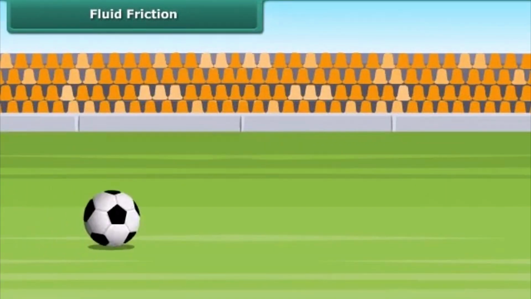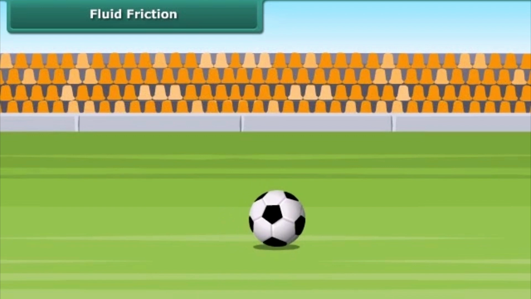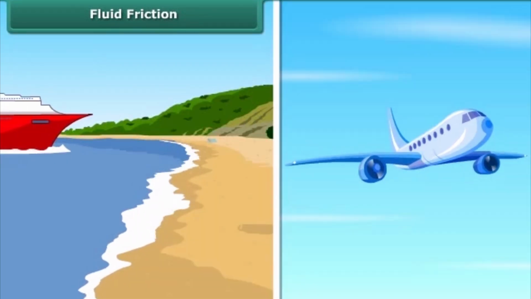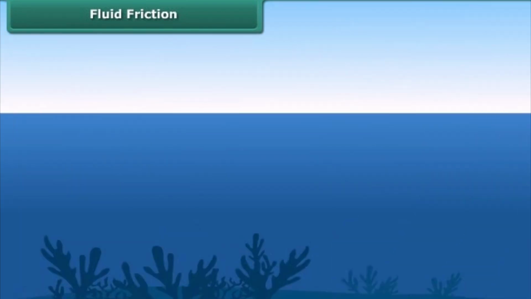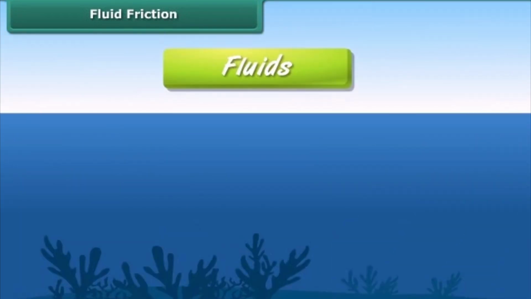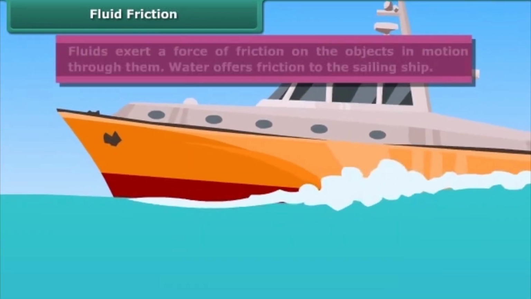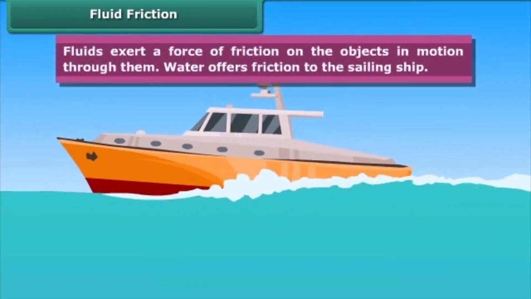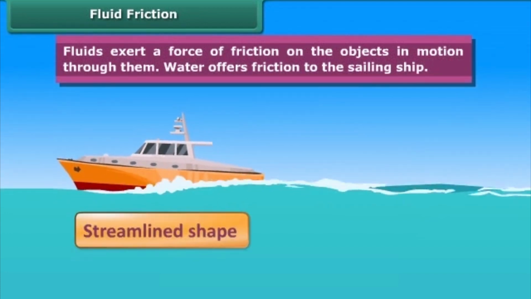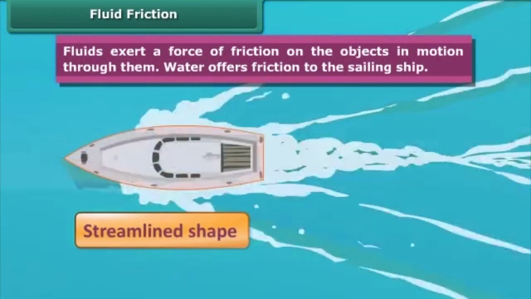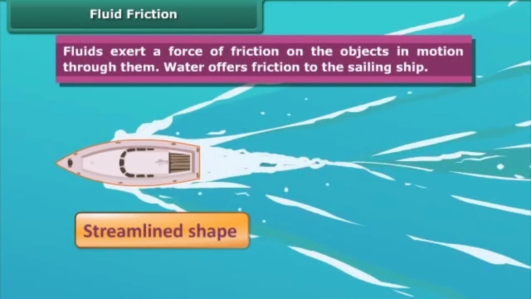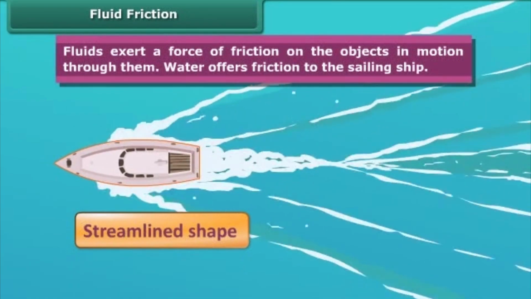It is not only the ground which offers force of friction on a body moving along its surface. Even water and air exert frictional force. In science, the common name of gases and liquids is fluids. Let us look at some examples of fluid friction. The streamlined shape of fishes helps them in reducing the force of friction between their body and the water through which they move. Boats and ships are narrow in front and sloping on the sides. This is known as streamlined shape. Streamlined shape reduces friction from the fluid medium through which these objects move. Water offers friction to the sailing ship.